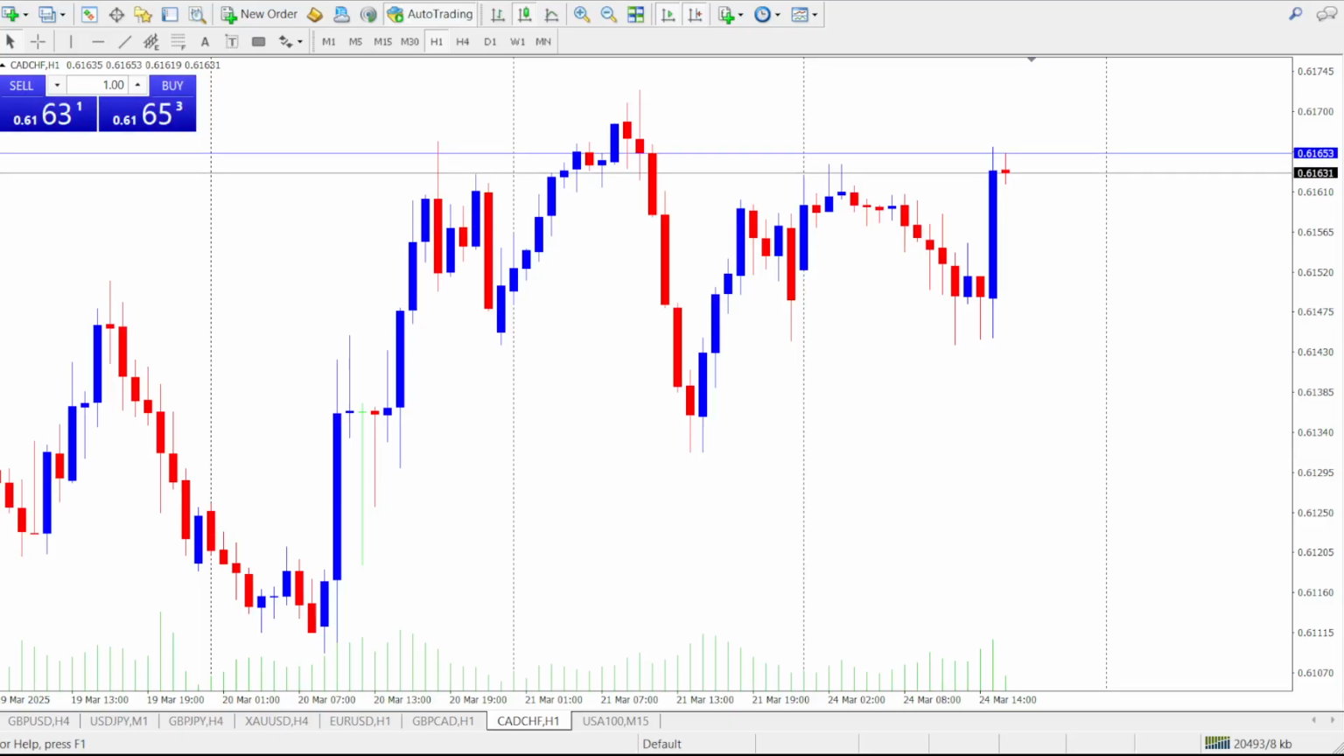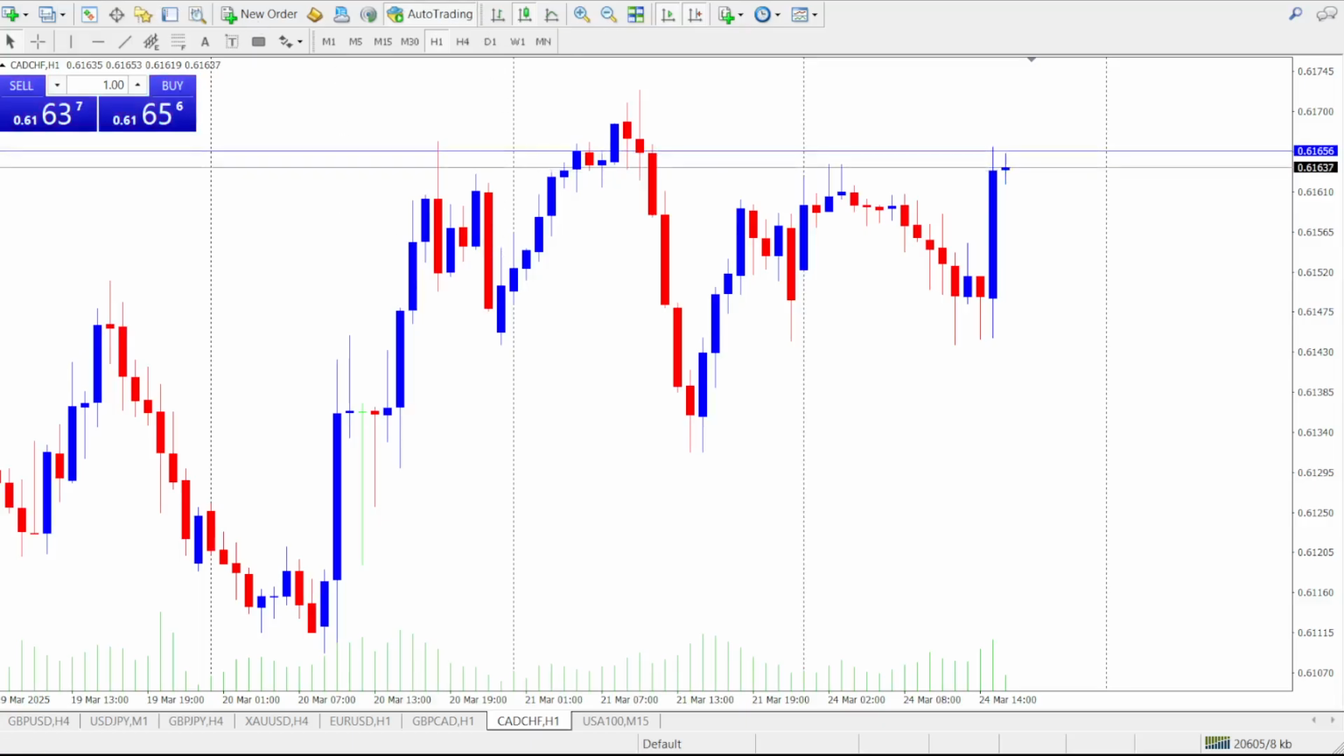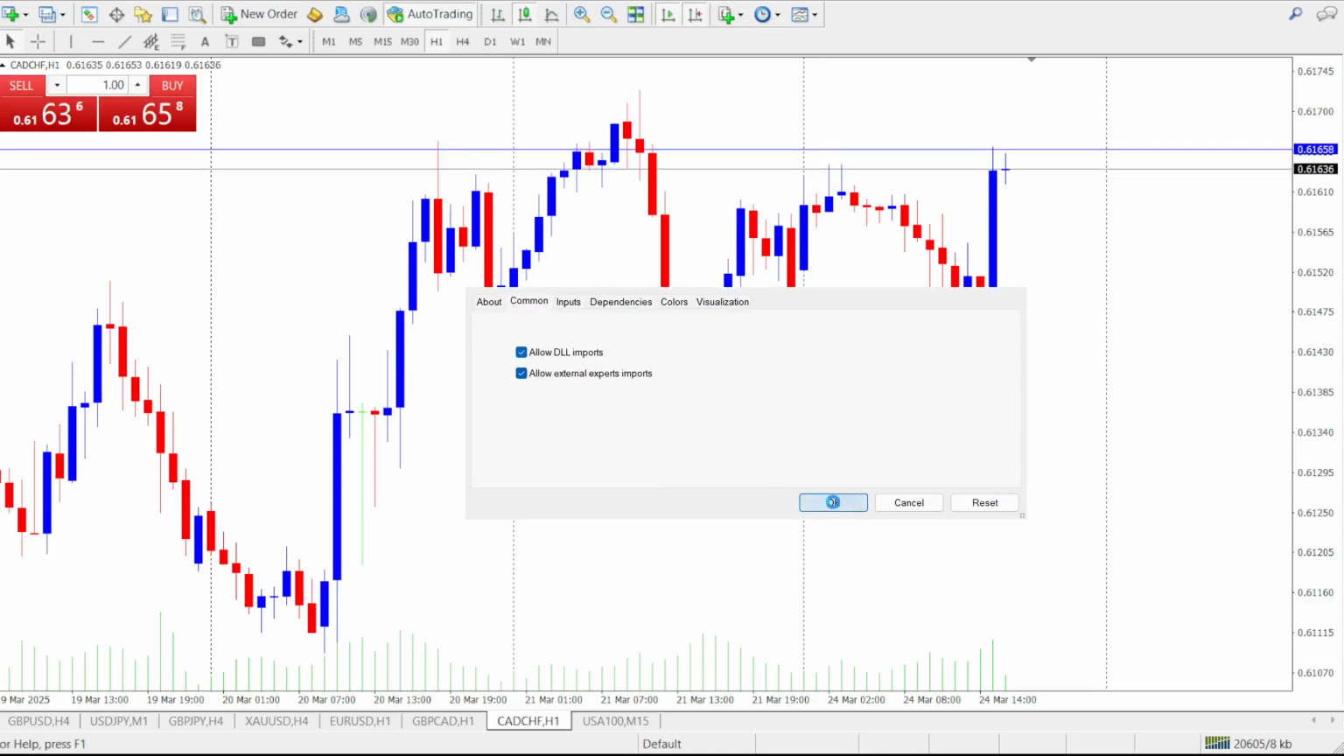It's actually an effective MT4 indicator that helps traders to stay in trends longer and avoid early exits. I'm going to add the indicator to the chart right now, and then from there we're going to proceed into looking at how this indicator works and how you can take advantage of it in your trading strategy.